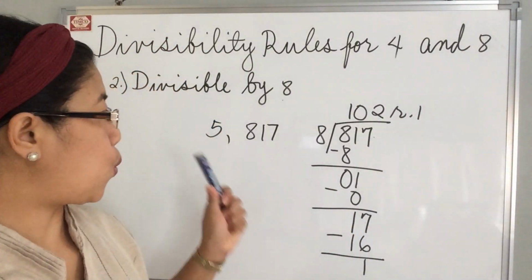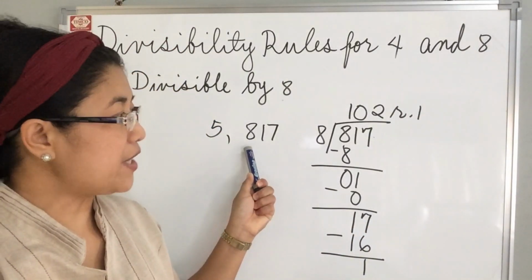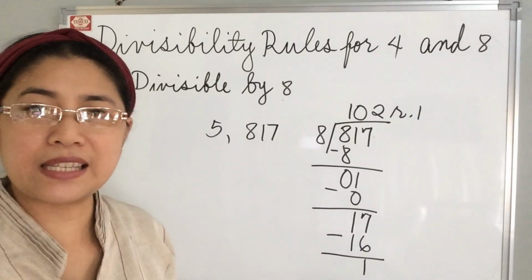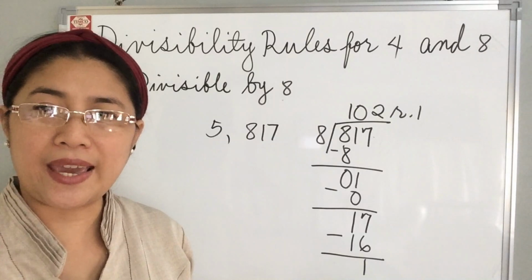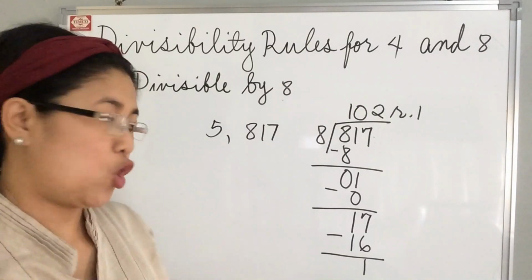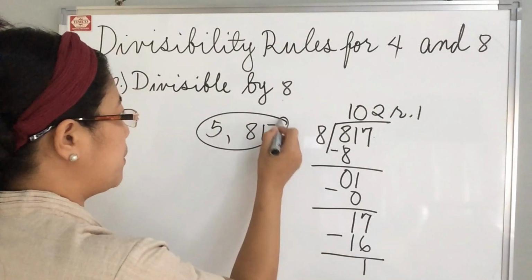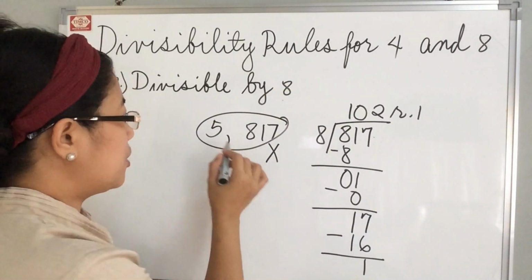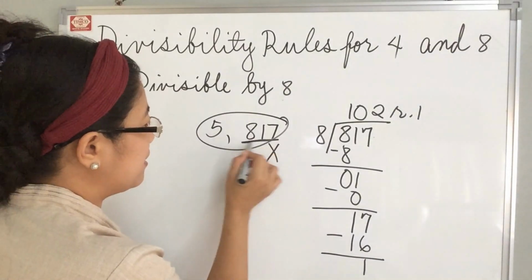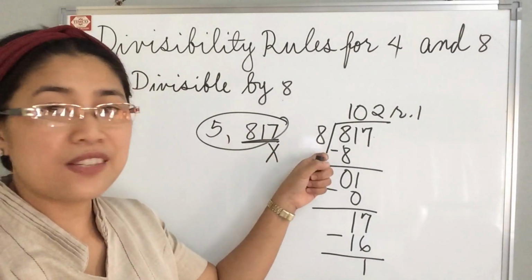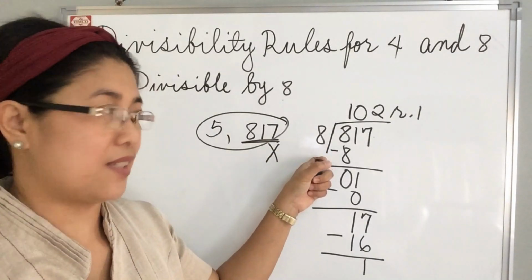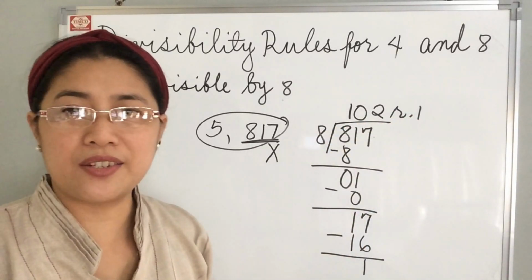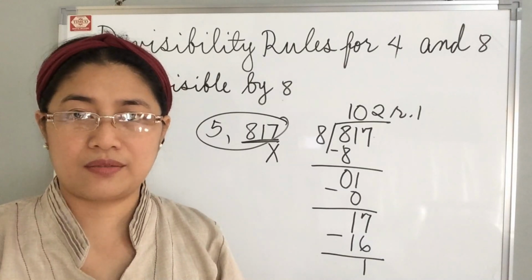Now, is 817, or is 5,817, divisible by 8? No. So this number is not divisible by 8. Why? Because the number formed by the last 3 digits is not divisible by 8. So you can see when we divide, there is a remainder in the quotient.